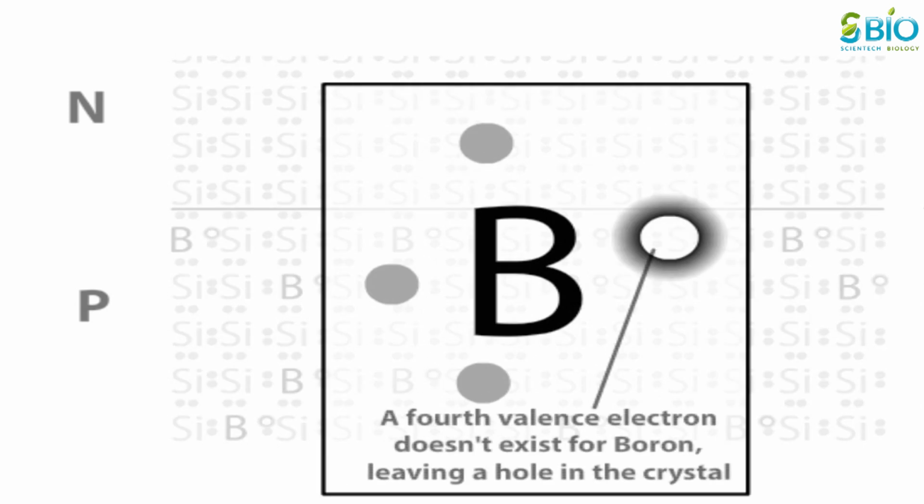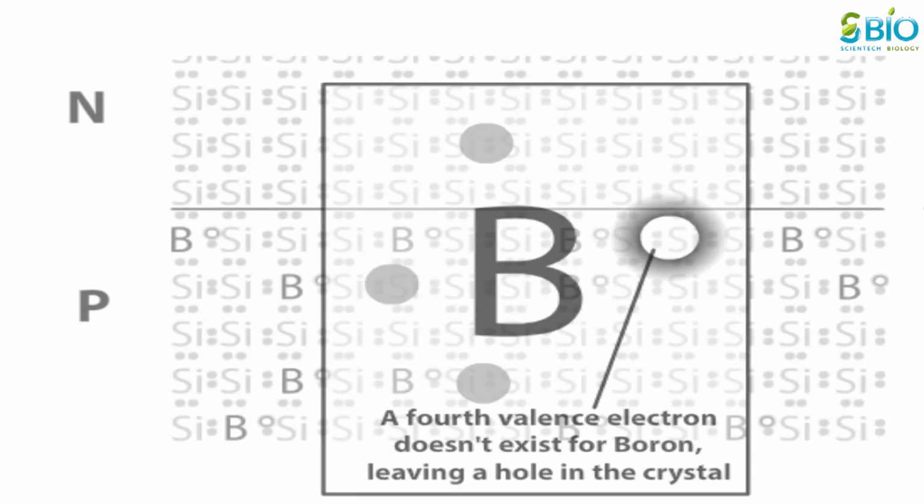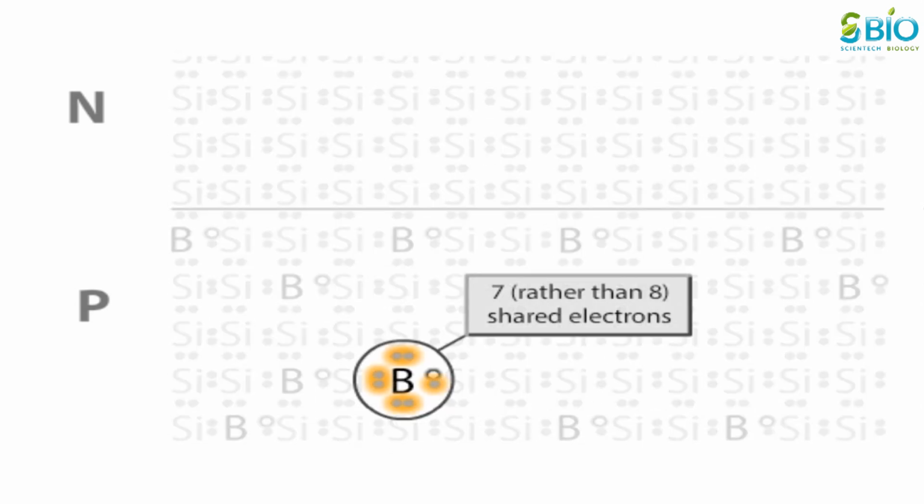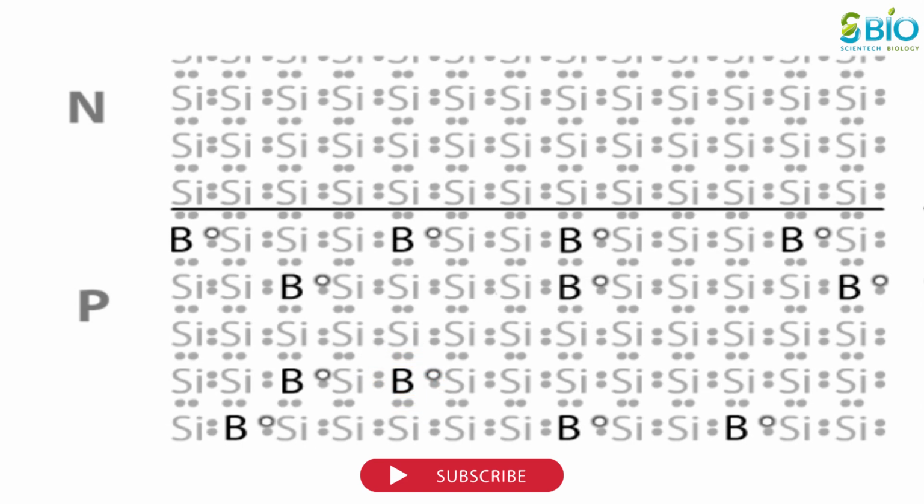In a solar cell, a silicon semiconductor is made so that it has specific impurities, resulting in what is known as an N-type side and a P-type side. In the P-type side, some of the silicon atoms are replaced with boron atoms. Boron has only 3 valence electrons. A 4th valence electron does not exist for boron, leaving a hole in the crystal. Therefore, 7 rather than 8 electrons are shared among boron and the surrounding silicon atoms, a rearrangement that is inherently unstable.